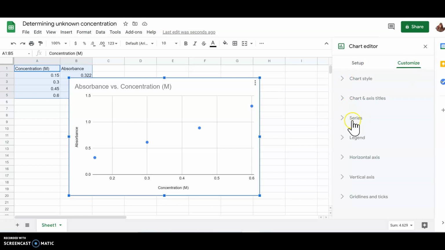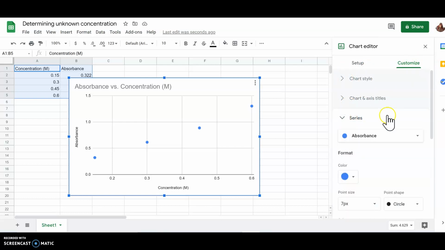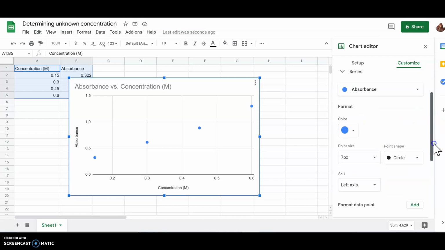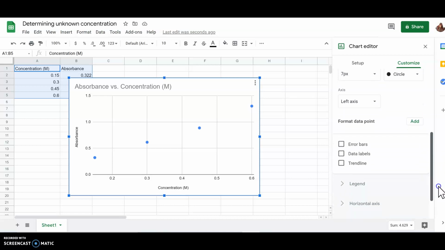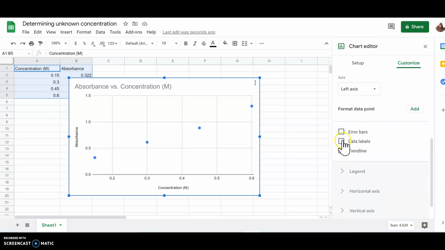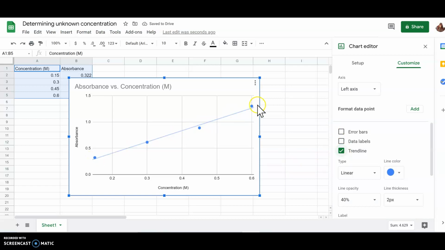scroll down until you see the series. So I'm going to click on series. And I'm going to follow this down. And I want to add a trend line. So notice we have points, and hopefully you can see that looks like a straight line. And so we are going to put a trend line in it. So click on trend line. And notice it puts a line on there.